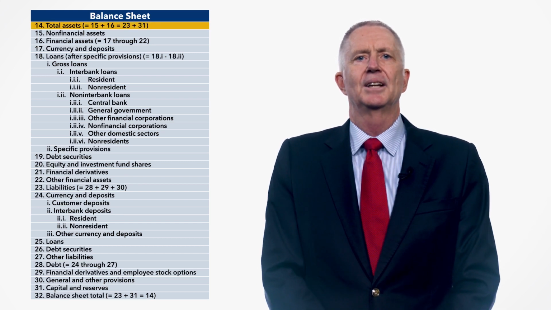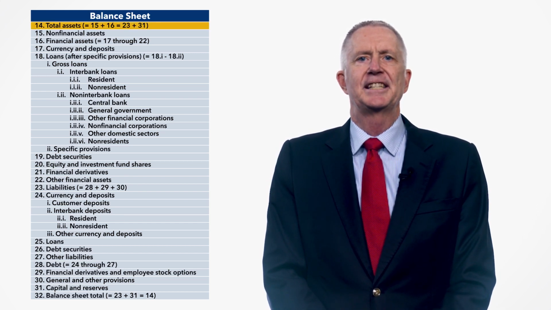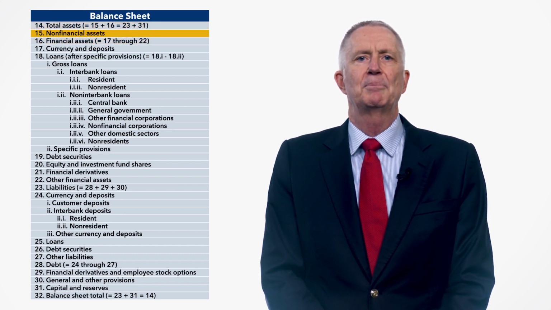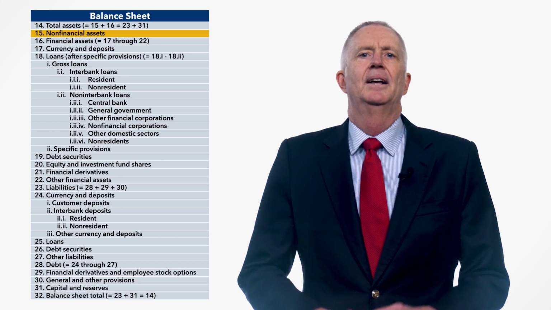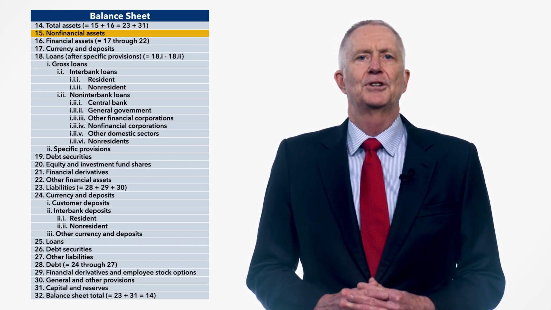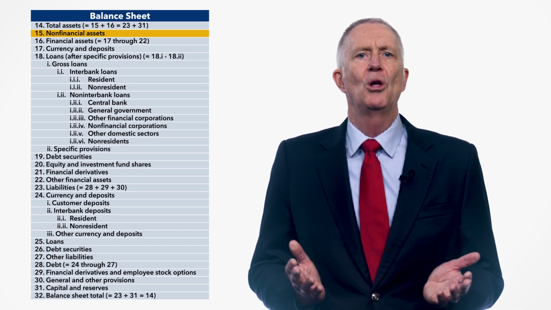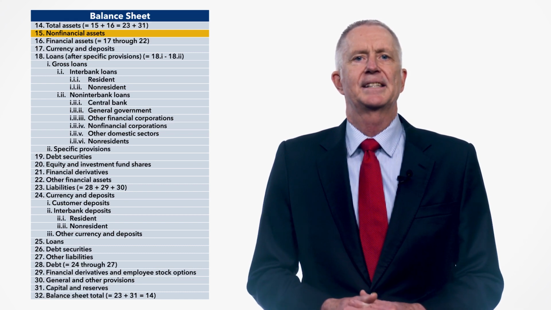Total assets, line 14 in the table, is the sum of non-financial assets, line 15, and financial assets, line 16. Non-financial assets provide benefits to their owners, but do not represent claims on other institutional units. Examples are property and equipment owned by the institutional unit. The balance sheets of deposit takers and OFCs generally will have a small proportion of non-financial assets.